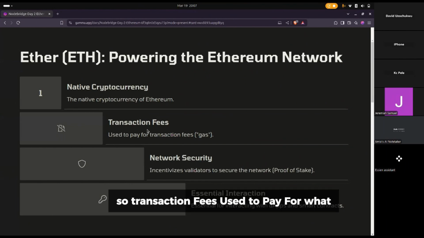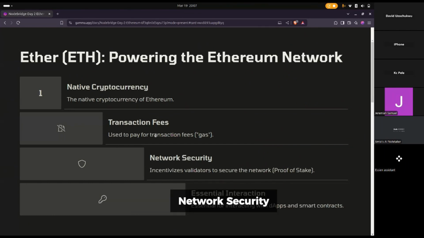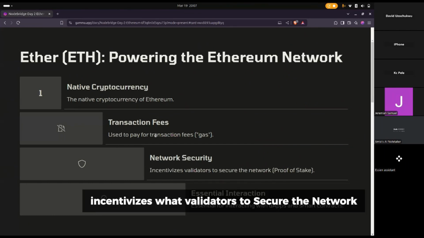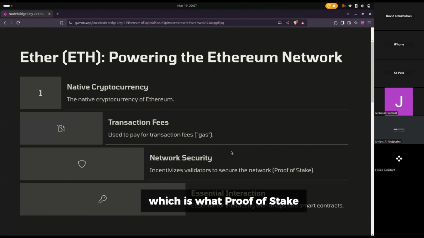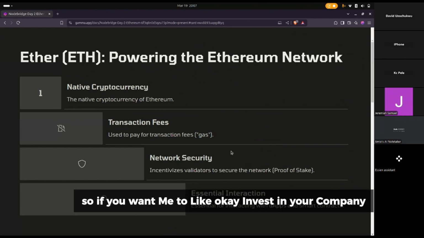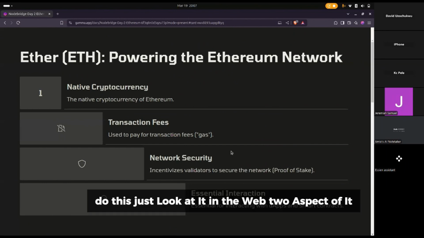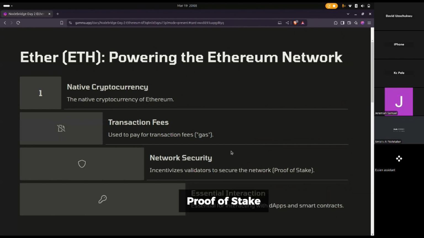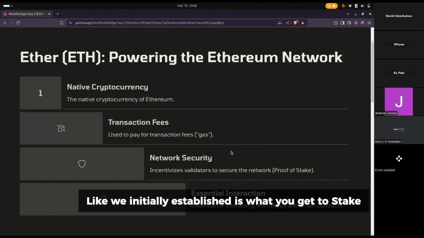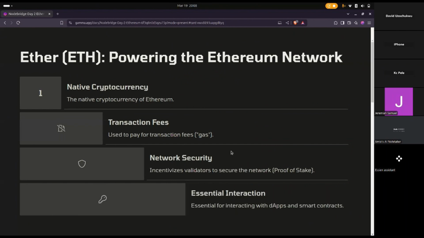So transaction fees are used to pay for what? Transaction fees, which are called gas. Network security incentivizes validators to secure the network, which is proof of stake. So if you want me to invest in your company, just look at it in the Web2 aspect of it. Proof of stake, like we initially established, is what? You get to stake and then you make money from it.